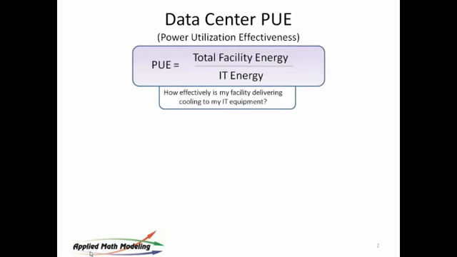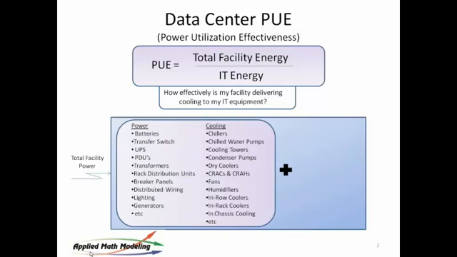The first one I'm going to review is power utilization effectiveness, or PUE. It is the total facility energy divided by the IT energy. It is really how effectively the power that's coming in to drive my IT equipment is handling the environment. How well is it cooling my equipment, and how efficient am I being with it? Total facility energy is made up of everything, including the IT equipment, but really has an awful lot of components in it: PDUs, UPSs, transformers, etc.